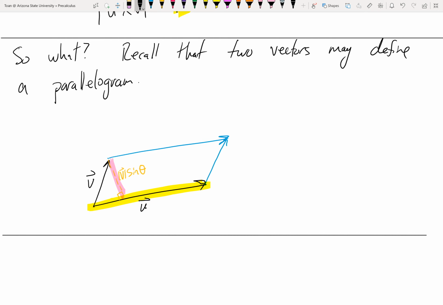So instead of breaking out a protractor and measuring angles, if you can describe the side lengths of a parallelogram as vectors, you can quickly find the area of it.